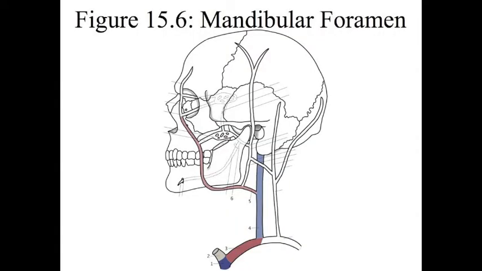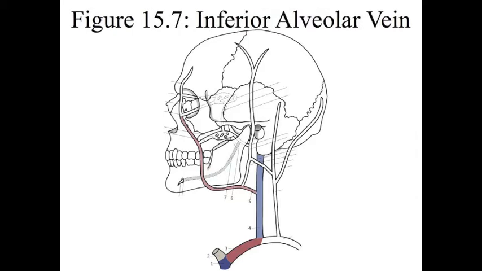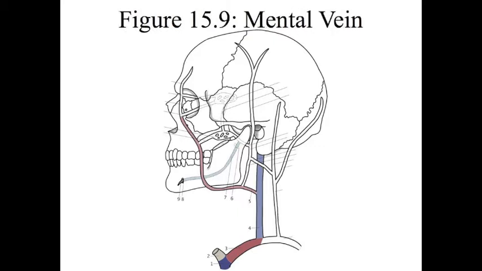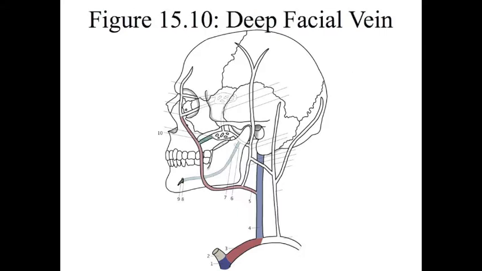Number 6 is the mandibular foramen. Number 7 is the inferior alveolar vein. Number 8 is the mental foramen. Number 9 is the mental vein. Number 10 is the deep facial vein. And as you can see, it communicates with a large group of veins behind the ramus of the mandible.